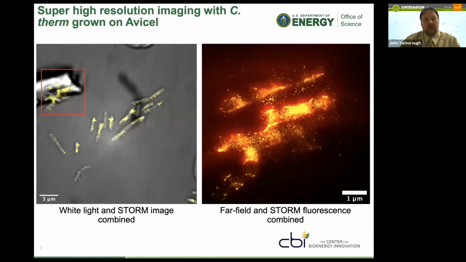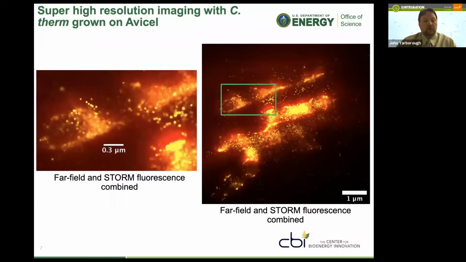Now we have the ability to actually image both single cells and the bacteria on actual biomass. In this case, we're looking at Avicel. And here what we're looking at is some individual super high resolution STORM imaging of the bacteria and an image of the bacteria actually interacting with the Avicel. Here we look at the zoomed-up close image, and we can actually see the outline of the bacterial cells, and we see an increase in fluorescence at the distal ends of the bacteria where they're attaching to the Avicel particle. As we zoom in, we can start seeing the power of this optical resolution.